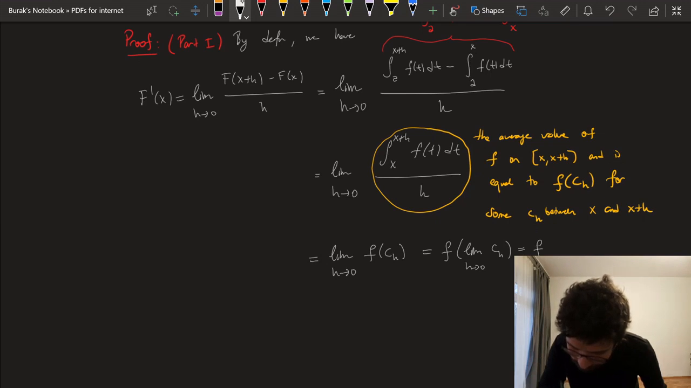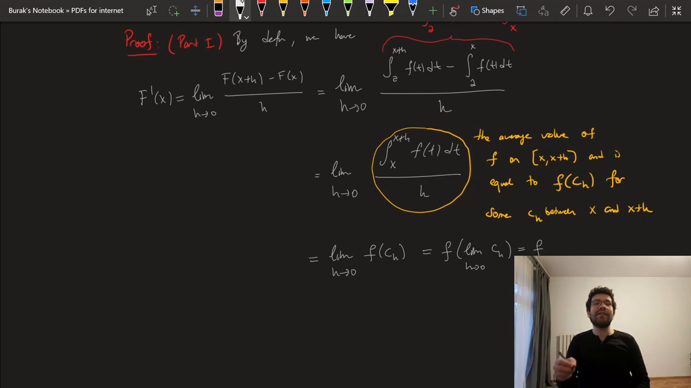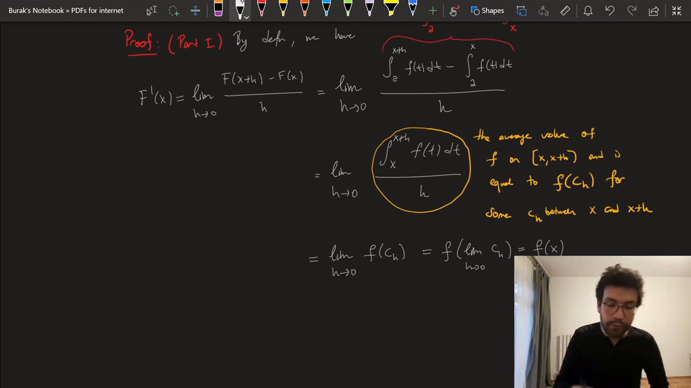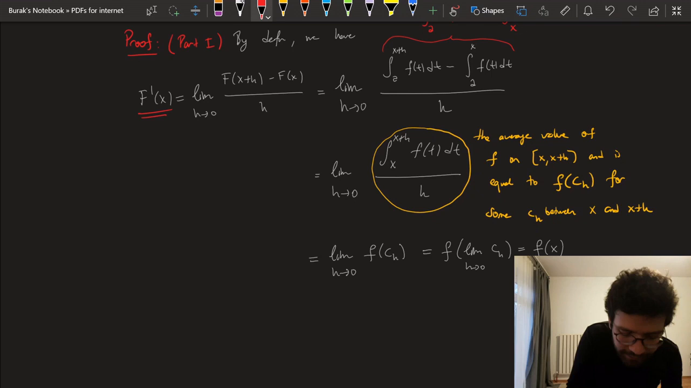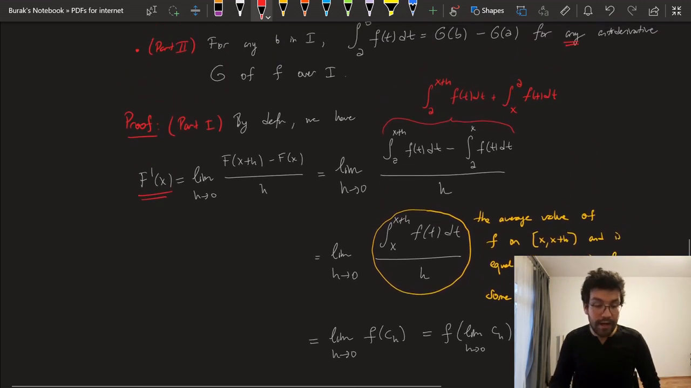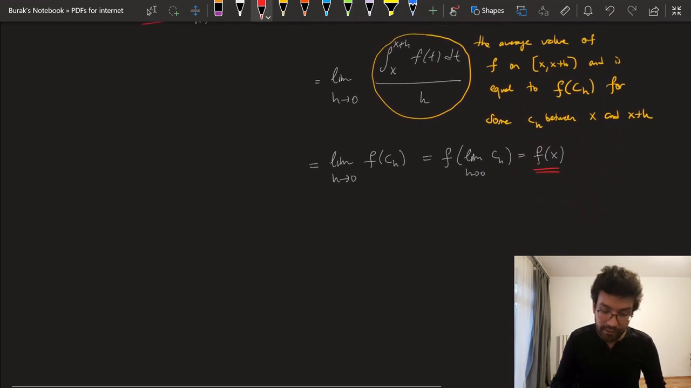So as h goes to 0, because the c of h's are between x and x plus h, they're going to go to x as well. So you're going to get f of x. So what have we proven? We've proven that the derivative of big F is small f, and that proves part 1 of the fundamental theorem of calculus. Okay.